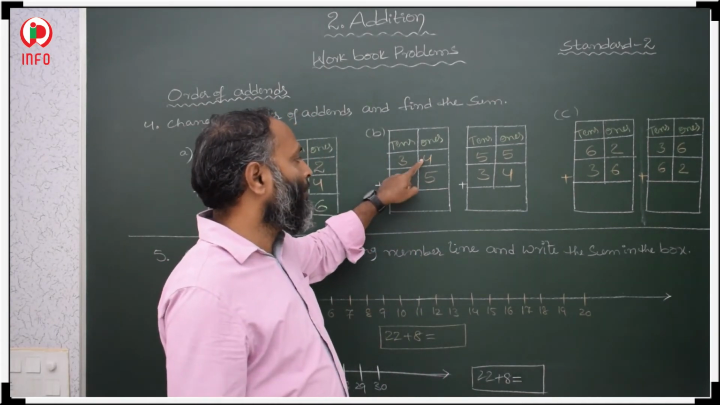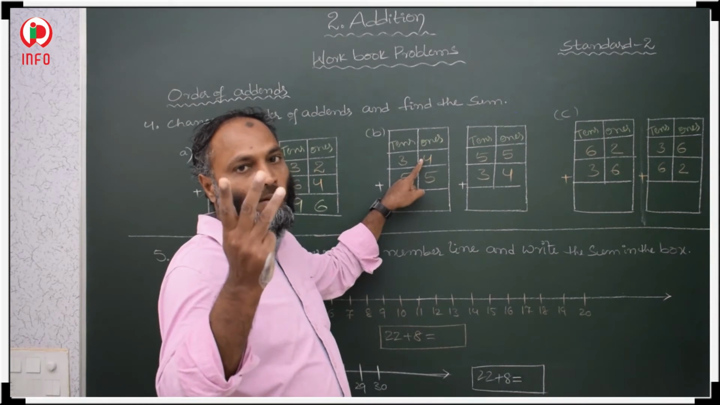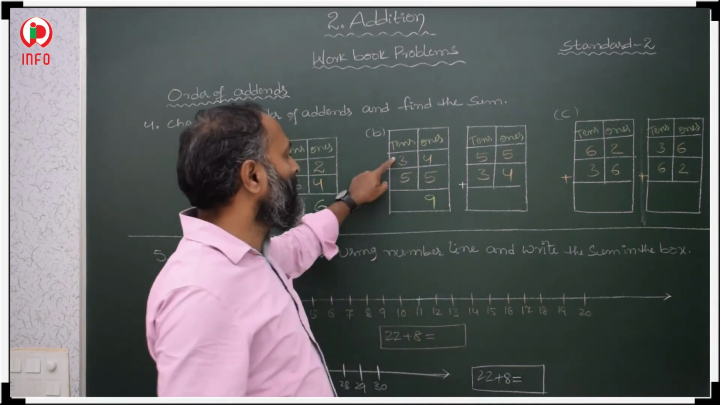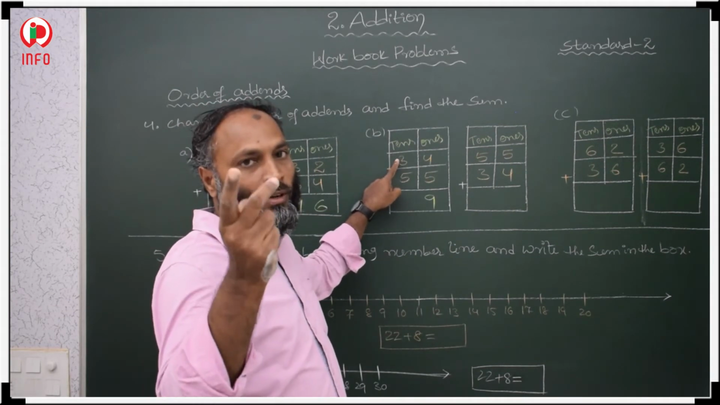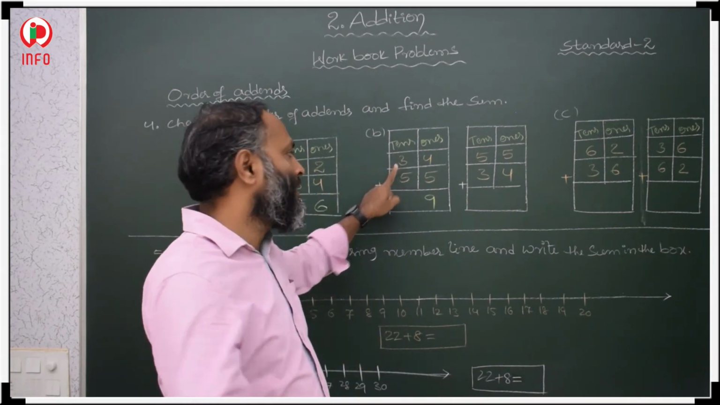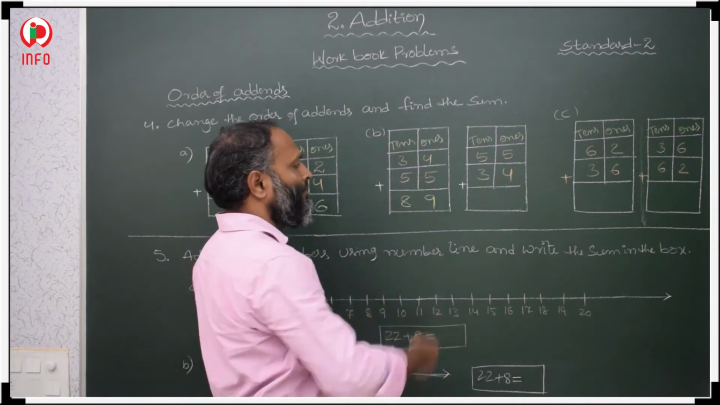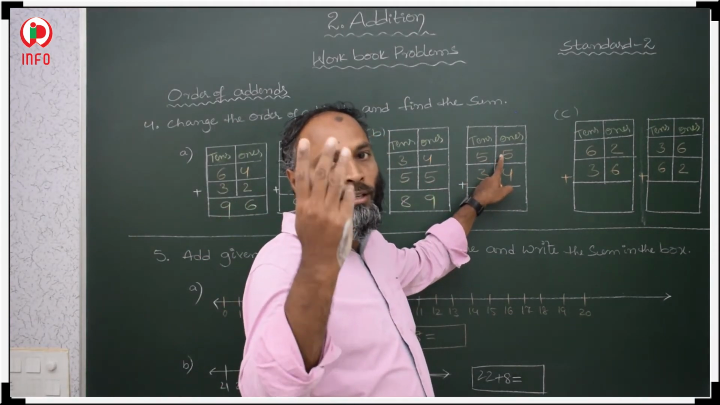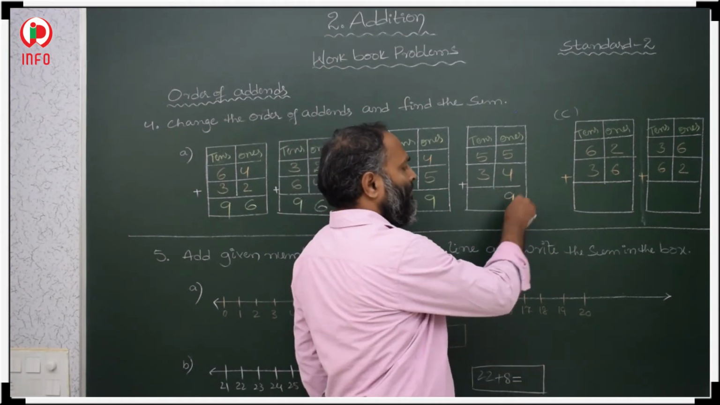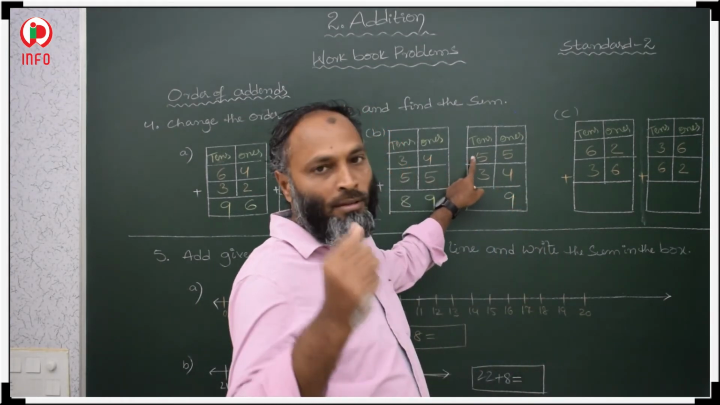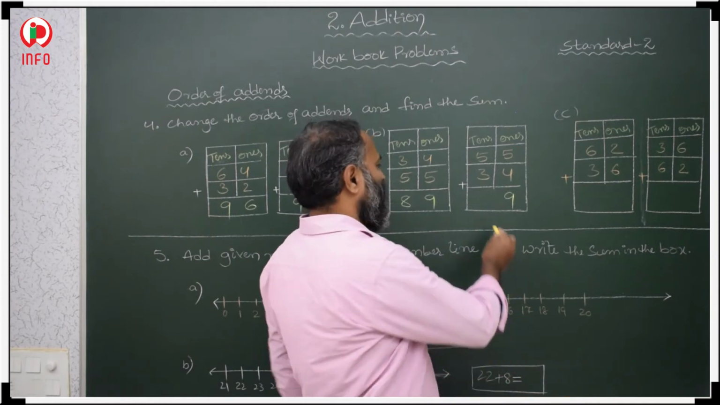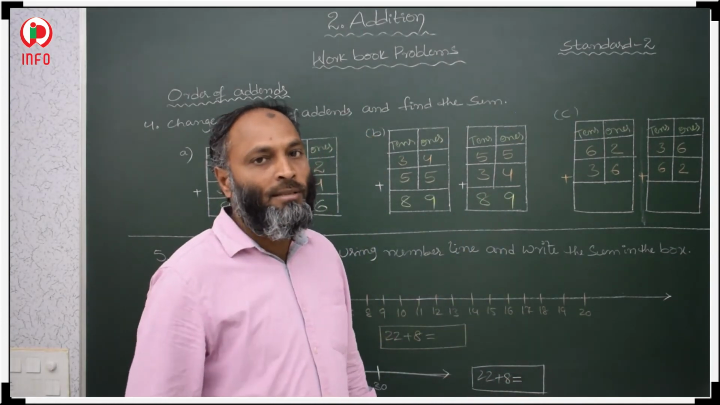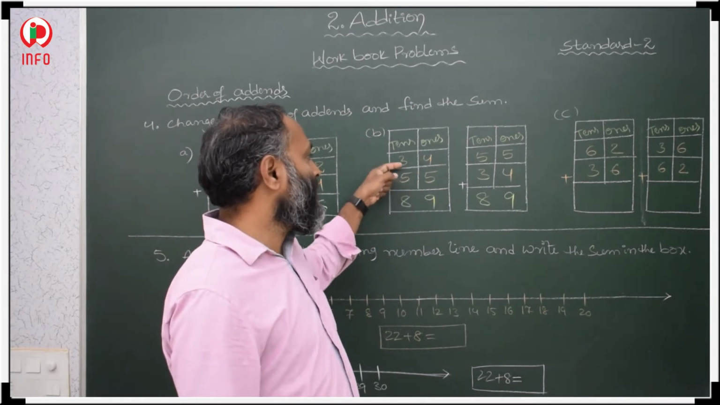Then 4 plus 5: 4, 5, 6, 7, 8, 9. 3 plus 5: 3, 4, 5, 6, 7, 8. 89. And here 5 plus 4: 5, 6, 7, 8, 9. 5 plus 2: 5, 6, 7, 8, 89. 89 and 89. The sum is 89 only. The order of the addends here changed.